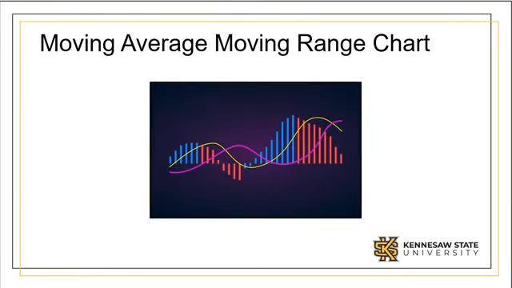The moving average chart monitors the process location over time. It allows us to uncover small shifts in the process mean. It is based on the average of the current subgroup and prior subgroups. The moving range chart monitors the variation between the subgroups over time.